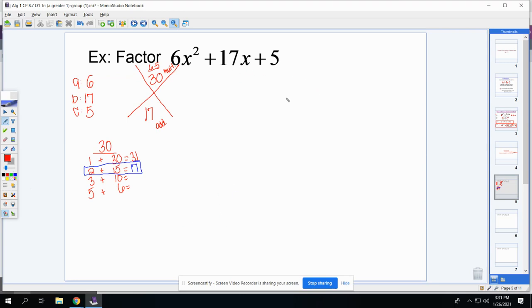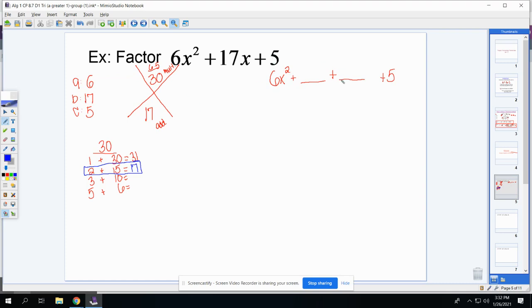So now what I want to do is rewrite the first term, our ax squared, so 6x squared. And we also want to rewrite the c, so our plus 5. So 6x squared, we're going to write it in this form, plus something x plus something x plus 5. All right. Now our two numbers here are 2 and 15.